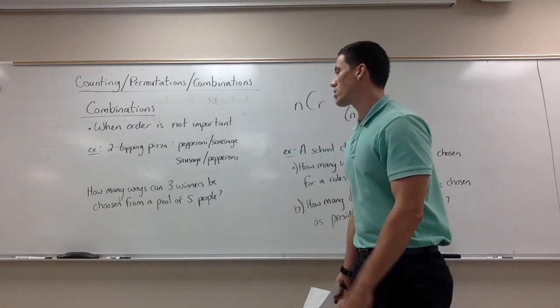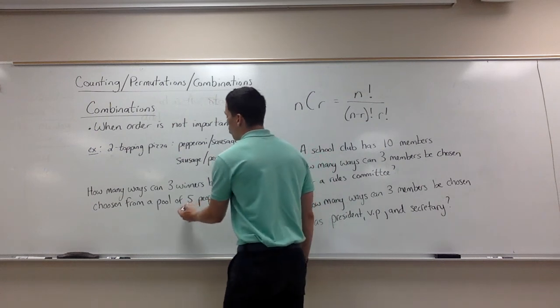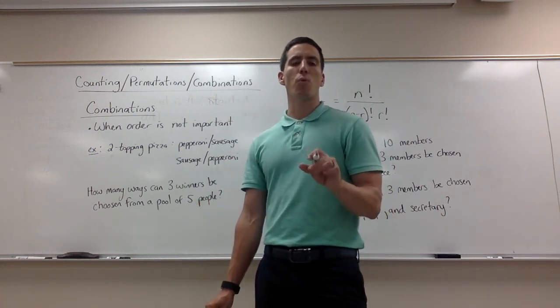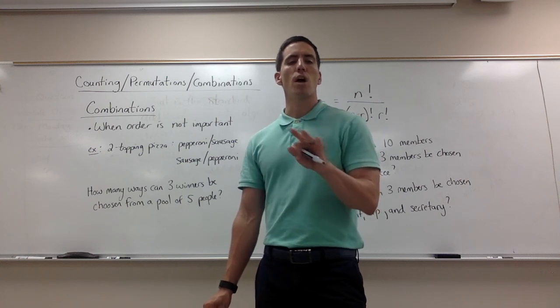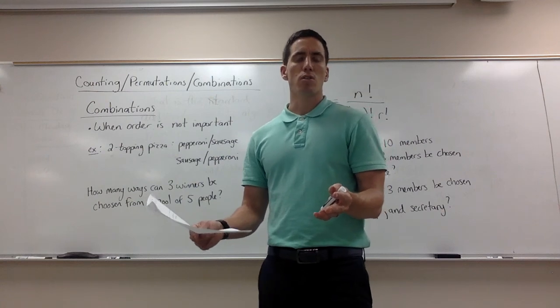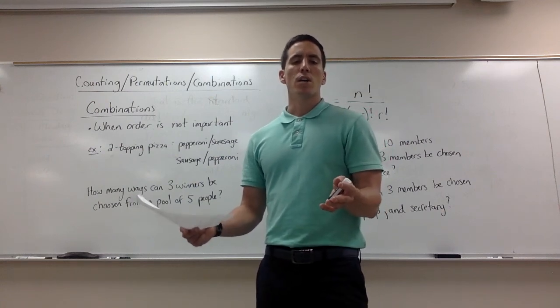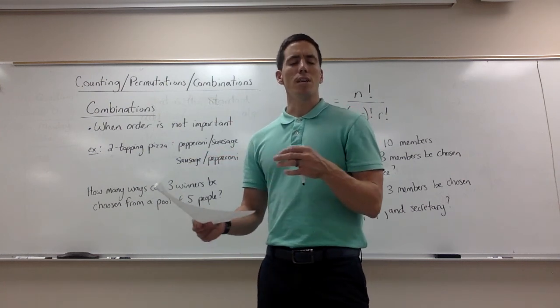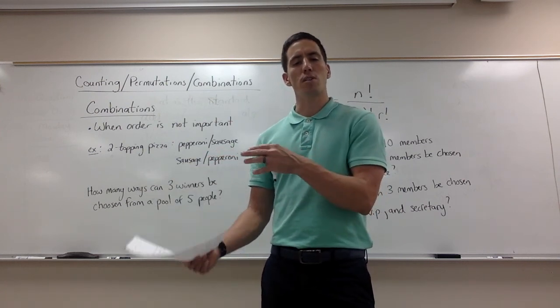Let's take a look at another example. Let's say that you have a pool of 5 people and you're determining how many different ways you can choose 3 winners from that pool of 5 people. Well, if the prize is the same to all 3 people, then choosing 3 people one way and those same 3 people a different way doesn't really change the outcome, so the order doesn't matter.